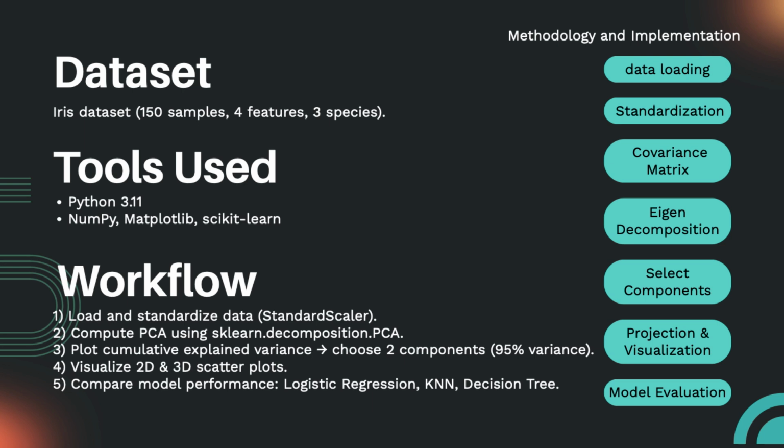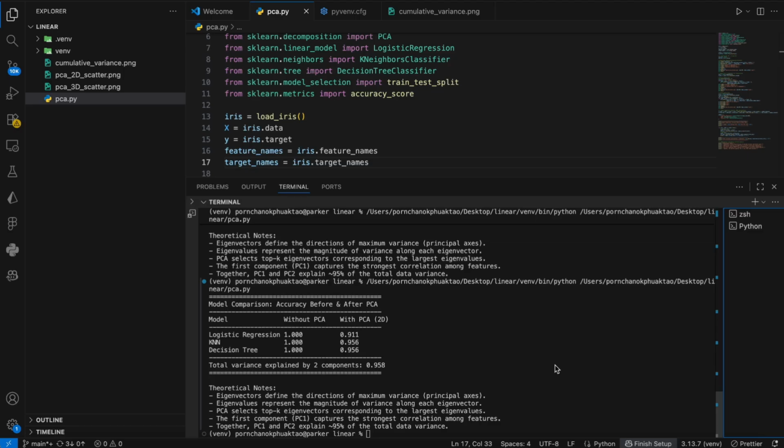Second is computing PCA from the covariance matrix. Next we select the number of components using cumulative explained variance. Next is visualizing the transformed data in 2D and 3D. And finally, comparing model performance with and without PCA using logistic regression, KNN, and decision tree. Next, I will demonstrate the implementation part of this project. We use Python to perform PCA on the Iris dataset, visualize the results, and compare model performance before and after dimensionality reduction.